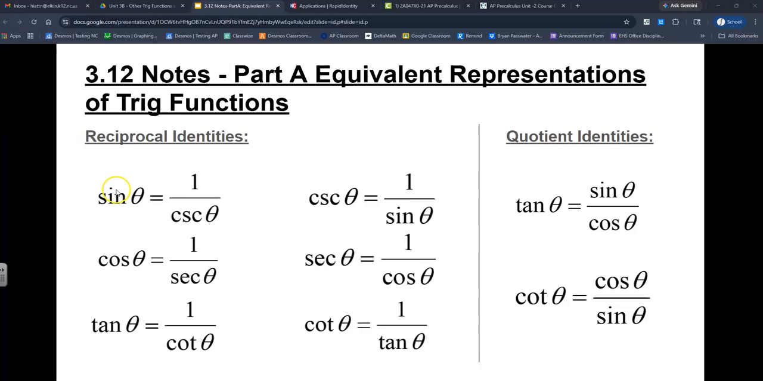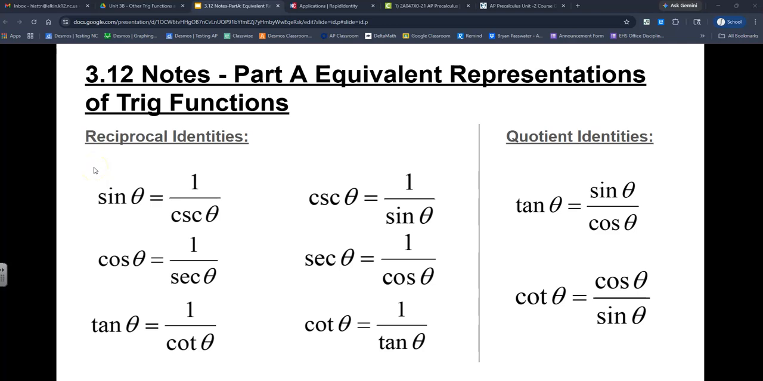So sine is 1 over cosecant, while cosecant is 1 over sine. Because doing 1 over something just flips it, right? Because cosecant, if we make it a fraction, right, 1 over that, dividing fractions, easy as pie, flip the second and multiply. It just flips the fraction that you have. So we need to make sure we have all of these memorized.